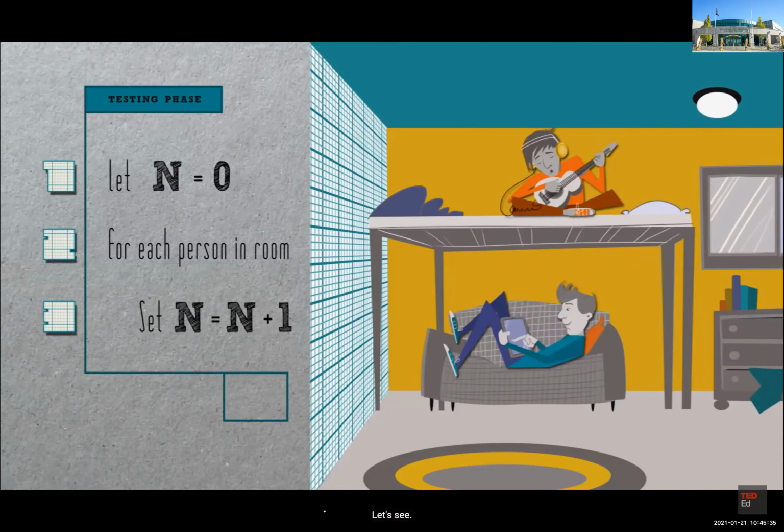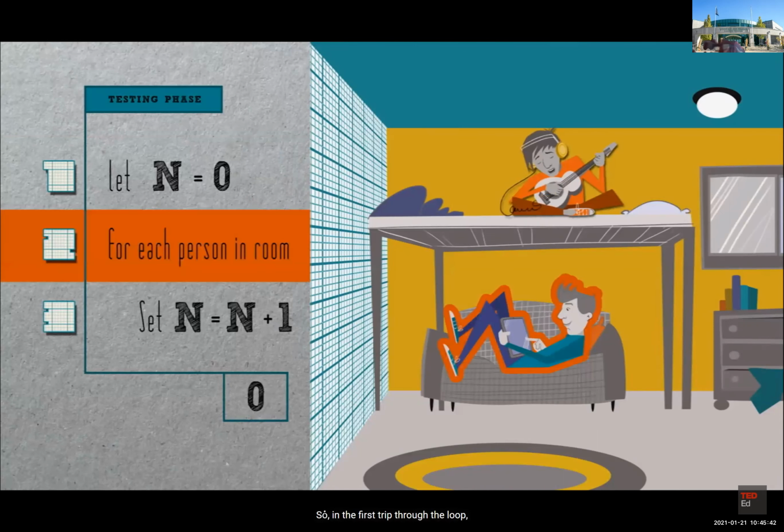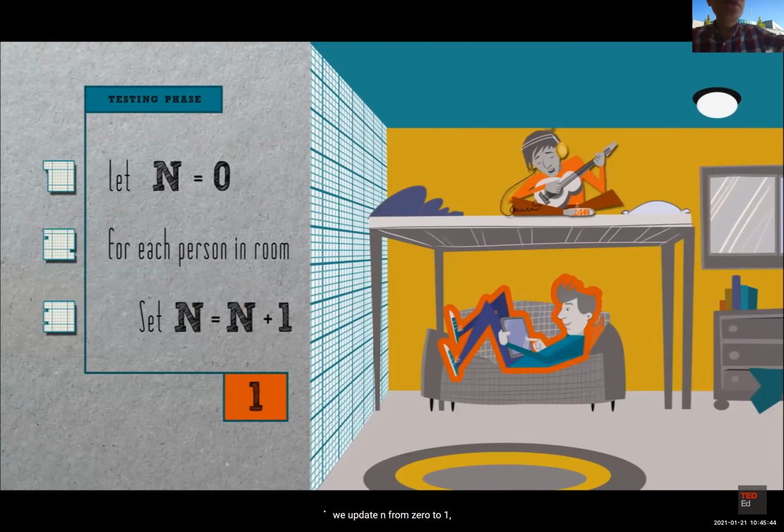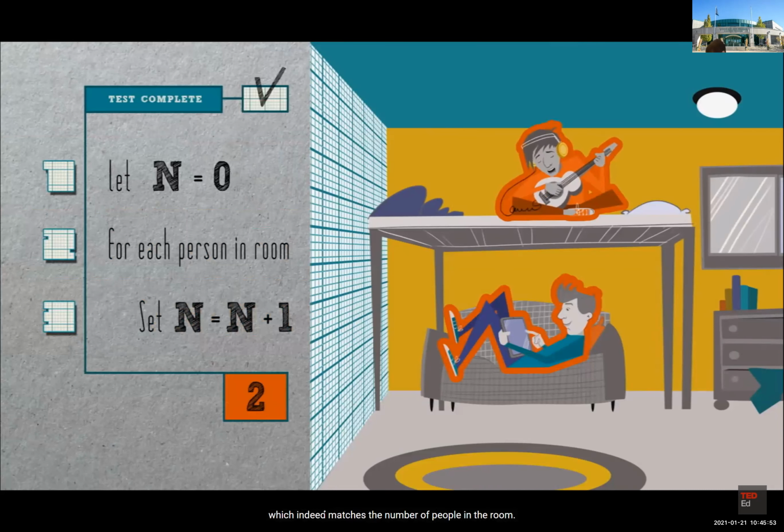Does it work if there are 2 people in the room? Let's see. In line 1, we initialize n to 0. For each of these 2 people, we then increment n by 1. So on the first trip through the loop, we update n from 0 to 1. On the second trip through that same loop, we update n from 1 to 2. And so by this algorithm's end, n is 2, which indeed matches the number of people in the room.